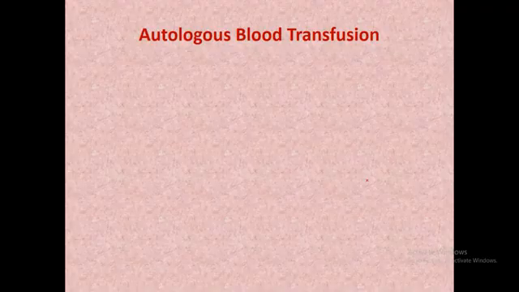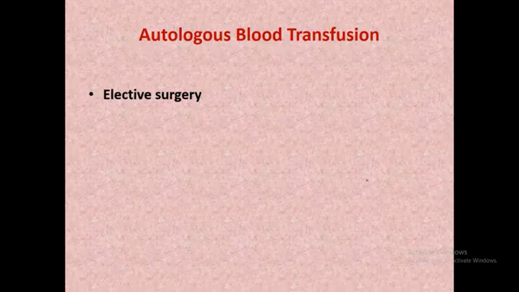Autologous blood transfusion. In this condition, donor and recipient are the same person. So the first one is the elective surgery. If the surgical procedure is pre-planned or elective surgery, in this condition blood of the same person is collected a month or 15 days before the surgical procedure, and the same blood is stored and later transfused during or after the surgical procedure to the same person. So this type of blood transfusion is known as autologous blood transfusion, where the donor and recipient are the same person.